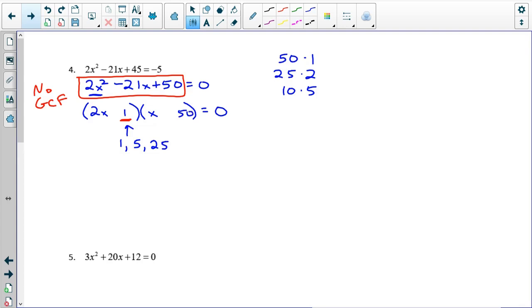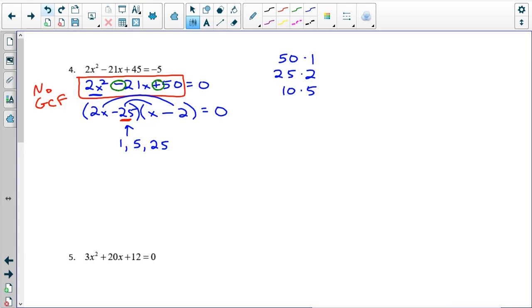So if I had 1 and 50, that's clearly not going to get me to negative 21 in the middle. If I had 5 and 10, that's also not going to get me to negative 21 in the middle. And if I have 25 and 2, that's very tempting. That can get me to 21. Notice that 25 and 4 does get me to 21, but I have to put minus signs for both parentheses because this is a minus and that's a plus.